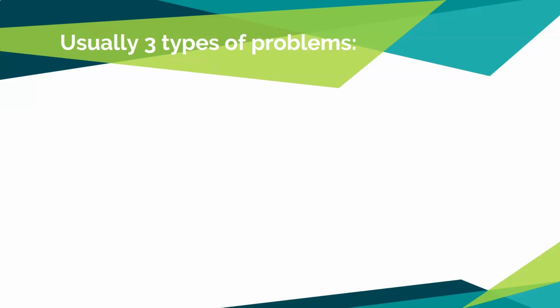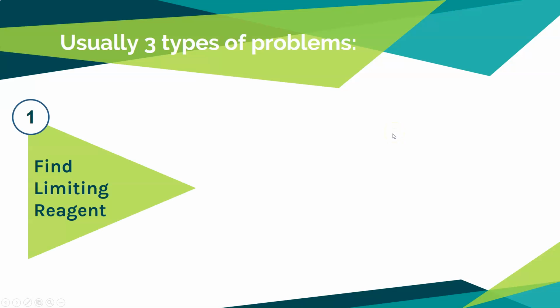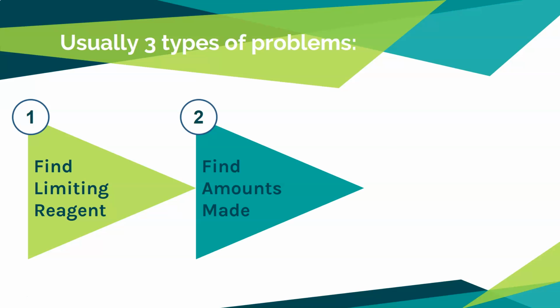So there's typically 3 types of problems. The first type of limiting problem may just ask you to find out what the limiting reagent is. It may just only want to know what you run out of first. The second may say, okay, now that you know what the limiting reagent is, now find out how much product you can make. So you can't do the second type of problem without also solving the first type. They stack upon each other.